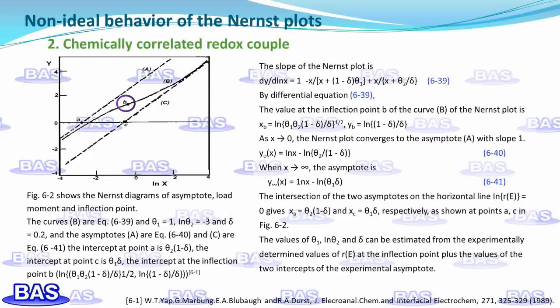By differentiating equation 639, the value at the inflection point B of curve B of the Nernst plot is obtained. As x tends to 0, the Nernst plot converges to the asymptote, with slope 1. When x tends to infinity, the asymptote is. The intersections of the two asymptotes with the horizontal line are shown as points A and C. The values of theta, ln theta, and delta can be estimated from the experimentally determined value of the potential at the inflection point plus the values of the two intercepts of the experimental asymptotes.